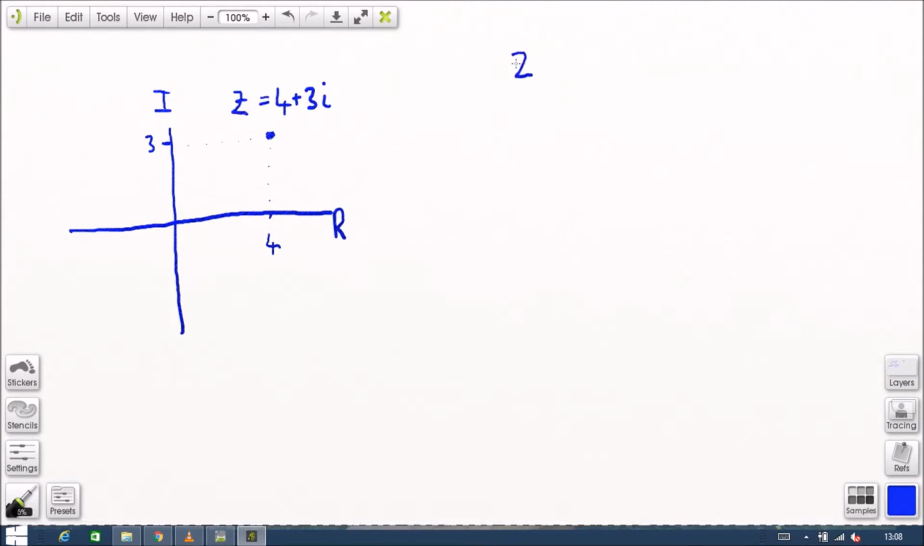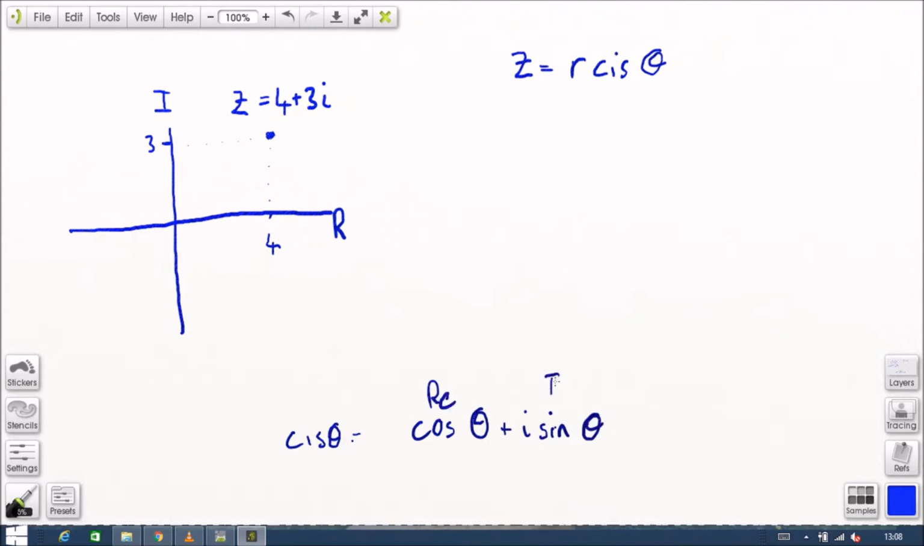We're going to write this as z equals r cis theta. This is the polar form. Cis is just shorthand for cos of the angle theta plus i times sine of the angle theta. And that can be thought of as the real and imaginary parts of the complex number.